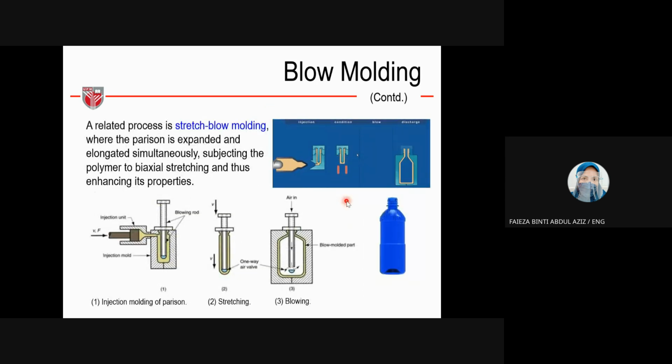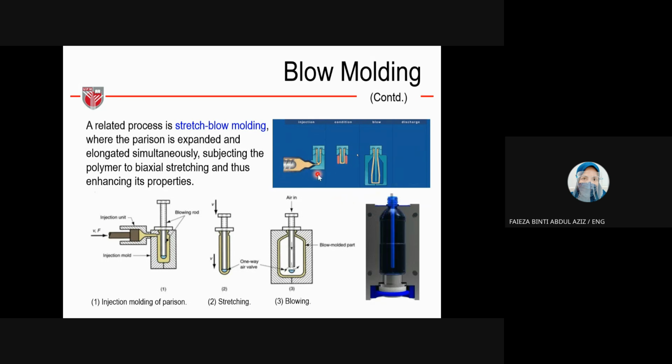The same thing, just to show you the detailed simulation. These are the injection, to make sure it is in proper condition, and then they blow, and then they discharge.